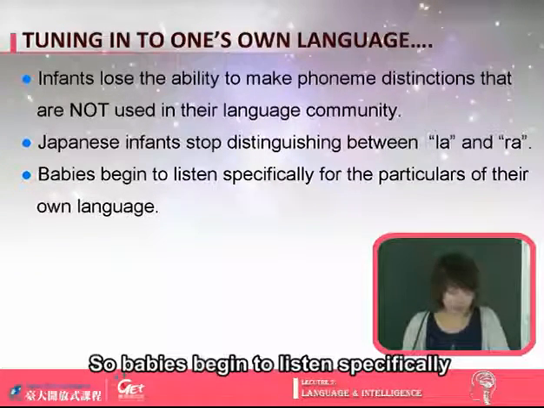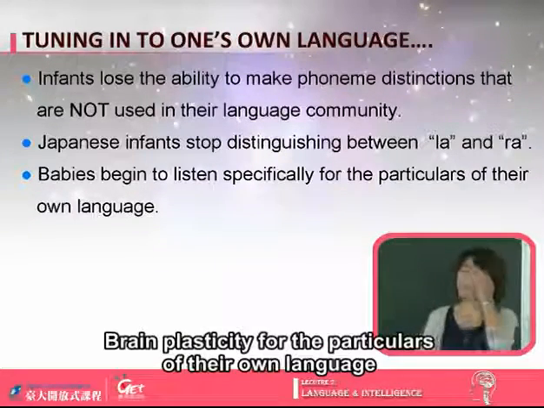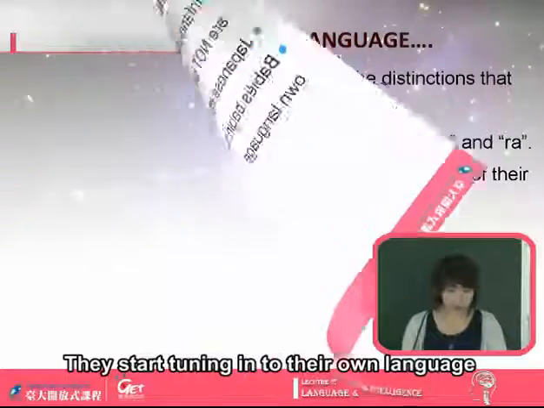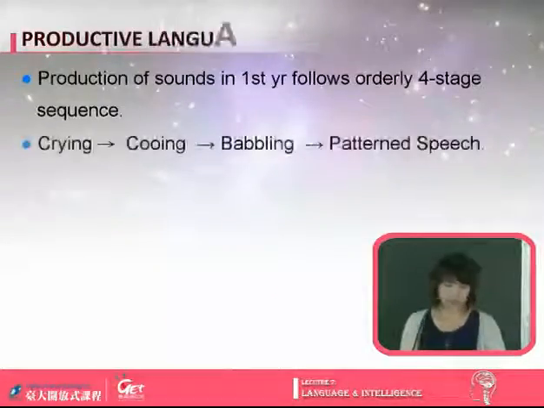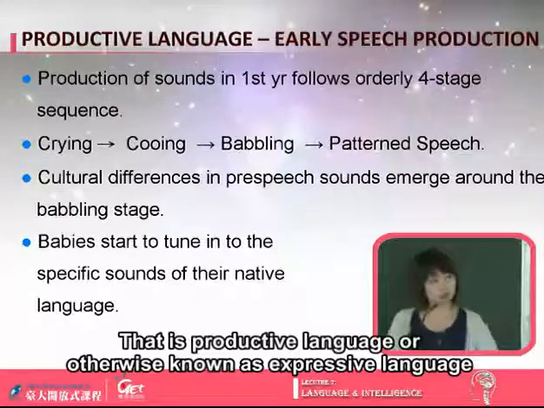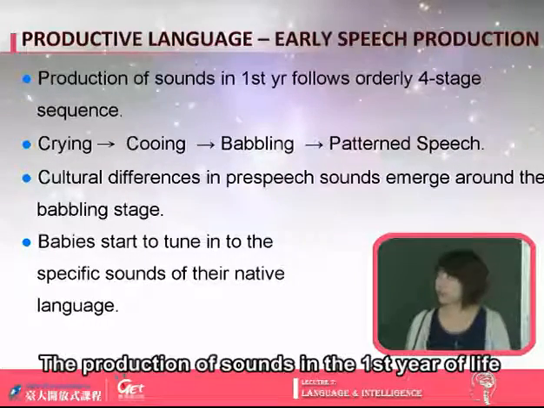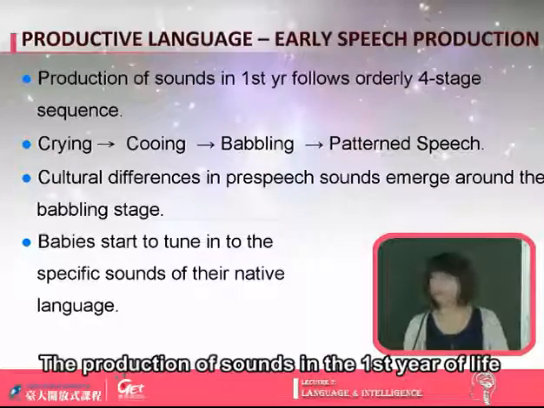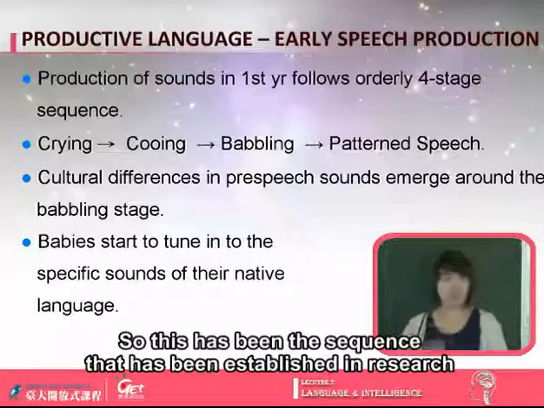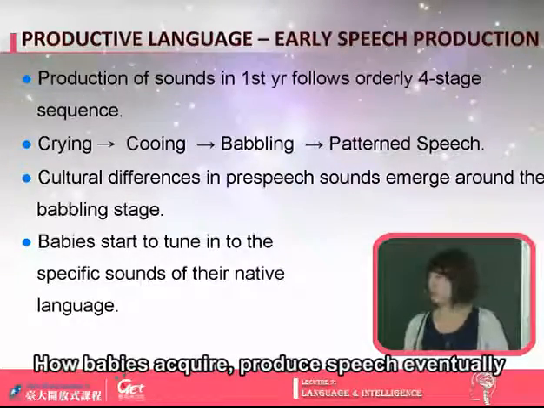Okay? So babies begin to listen specifically, and I touched on this before when I taught you brain plasticity, for the particulars of their own language. They start tuning in to their own language. On the other hand, for early speech production, that is productive language, otherwise known as expressive language, the production of sounds in the first year of life follows an orderly 4-stage sequence. This has been the sequence established in research, how babies eventually acquire or produce speech.